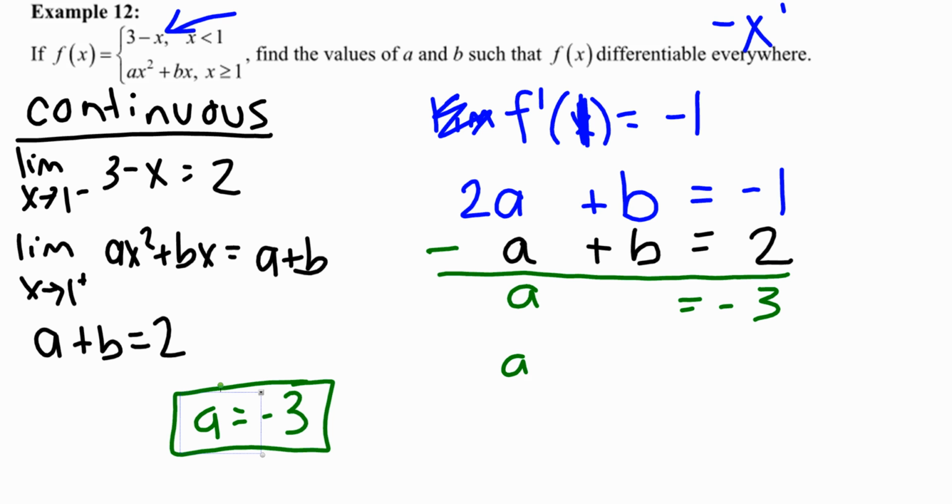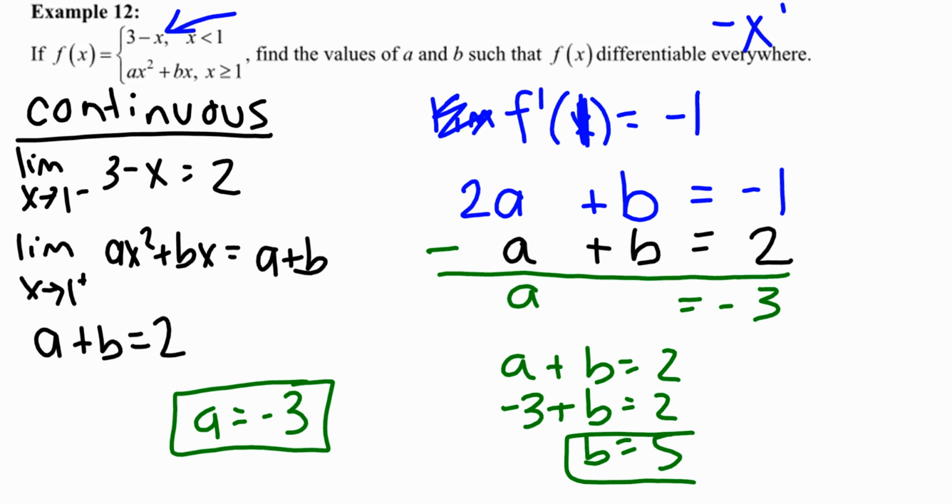Okay, so now to find b, a plus b equals 2. -3 plus b equals 2. b equals 5. There you go. So that's a nice problem for us to finish up with. Again, I went kind of quick, but if you need help, ask in class.